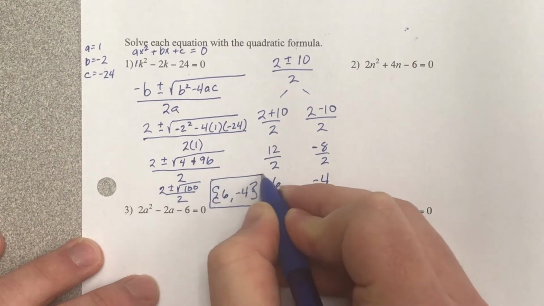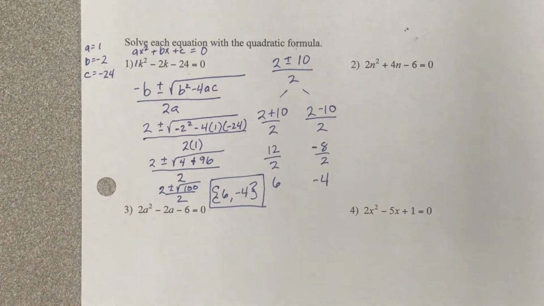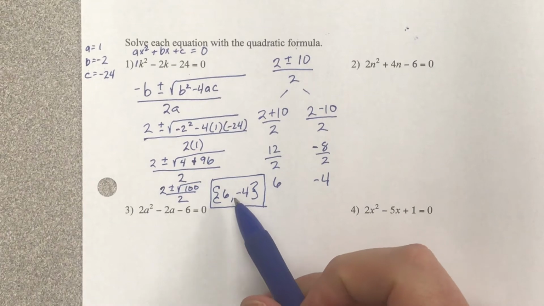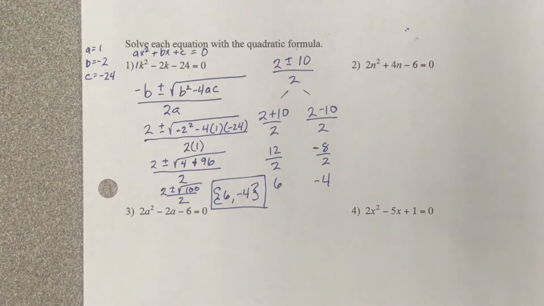So you're going to have 2 answers for these quadratic formulas. That's not an XY coordinate. That's 6 and -4, and your order doesn't necessarily matter.